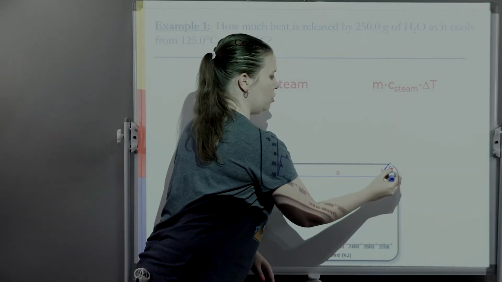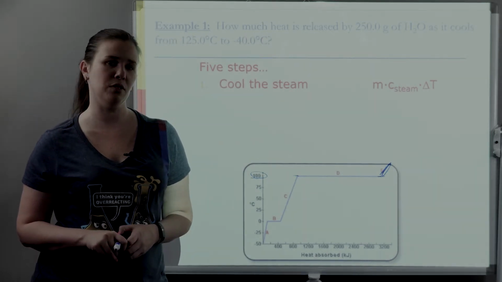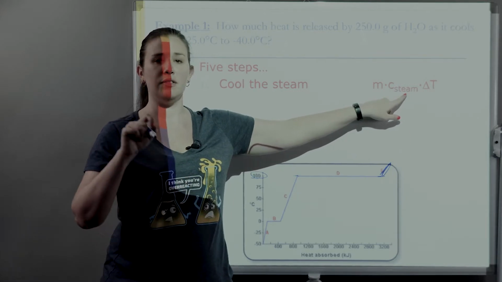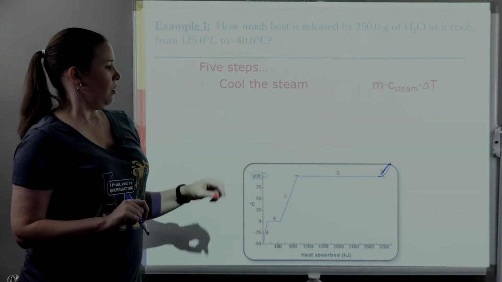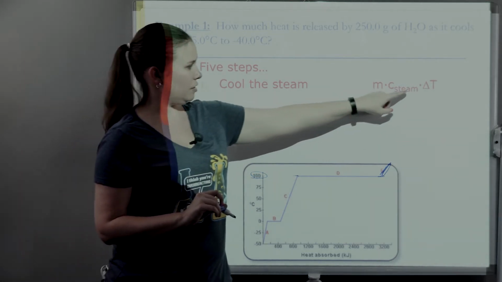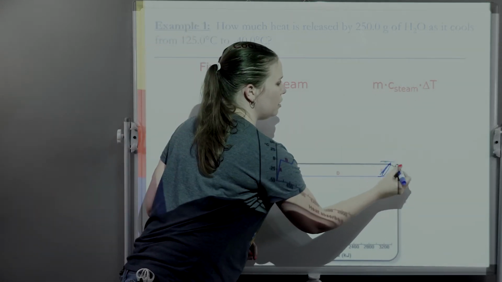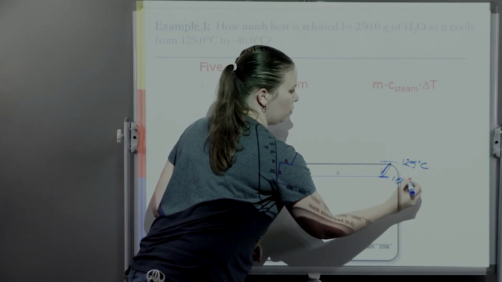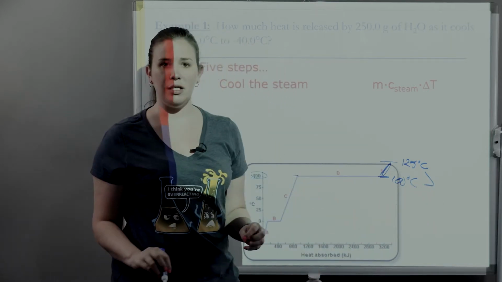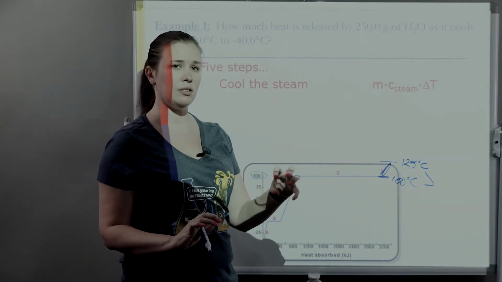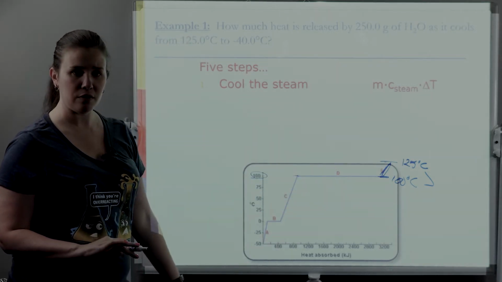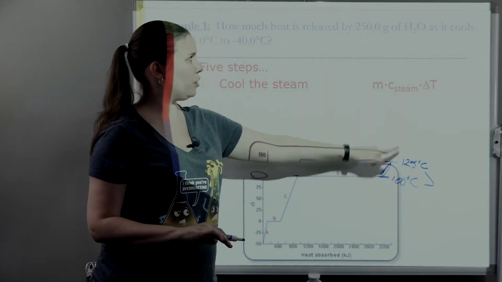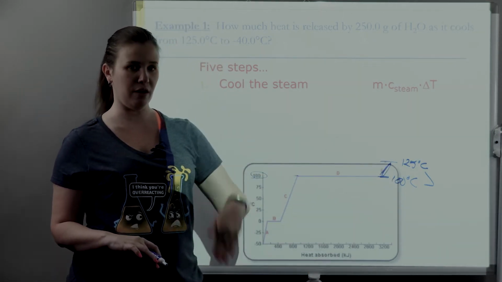During this phase, you can use Q equals MC delta T, but you have to be very careful to use the C of the steam. Because I have the C of the steam, I want to look at the delta T of going from 125 degrees Celsius down to 100 degrees Celsius, only looking at that temperature change of 25 degrees Celsius. I'm going to handle the other parts of the temperature change in the appropriate sections. For this section of delta T, I'm only looking at the change from 125 down to 100.